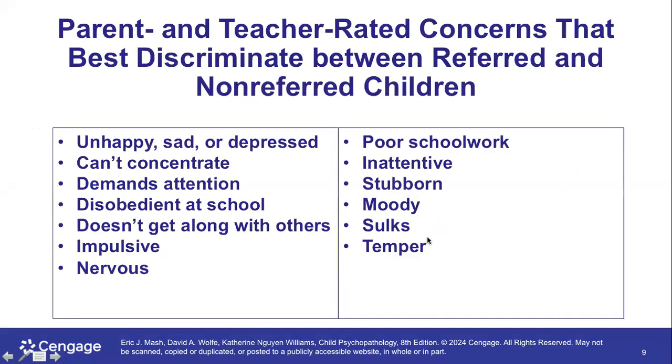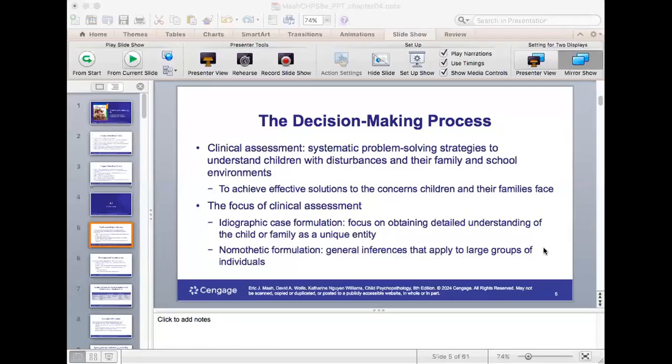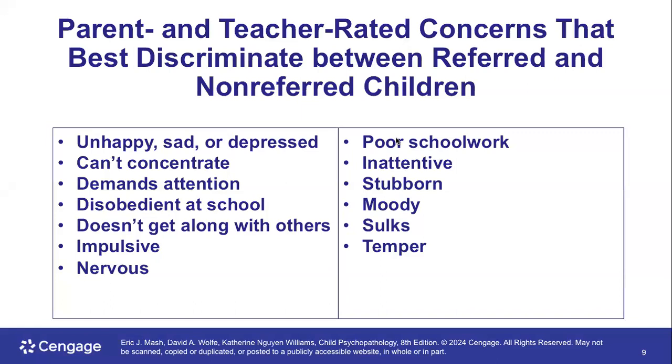All right, so let's talk about parent and teacher related concerns that help with coming to a given diagnosis. Parents and teachers talk about relative happiness or unhappiness, concentration, disobedience, impulsivity, distraction, moodiness. All of these are characteristics that discriminate between a child with a condition and a child without a condition.